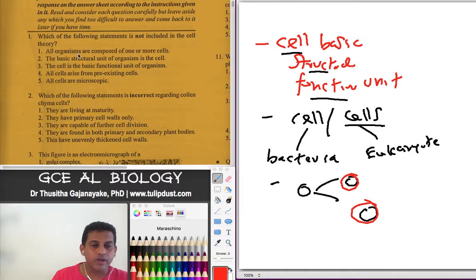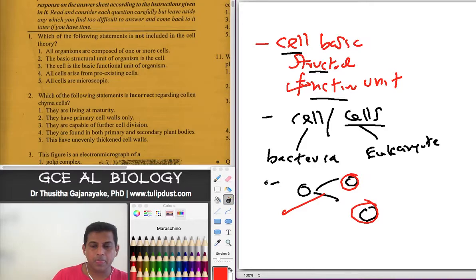So now, all organisms are composed of one or more cells, correct. The basic structural unit of organisms is the cell. The cell is the basic functional unit of organisms. All cells arise from pre-existing cells, yes. All cells are microscopic. This is not described in the cell theory, so this is the incorrect answer.